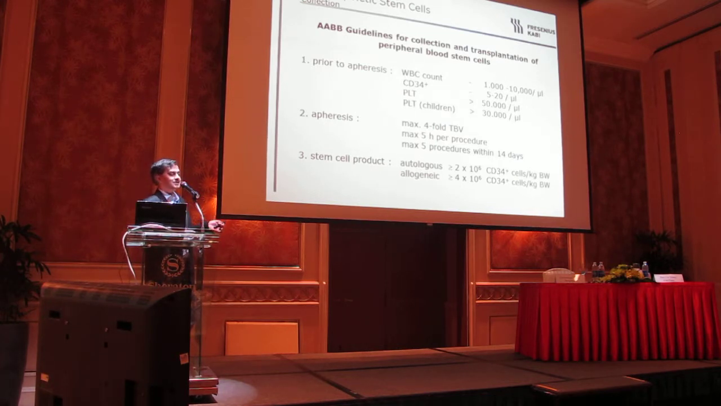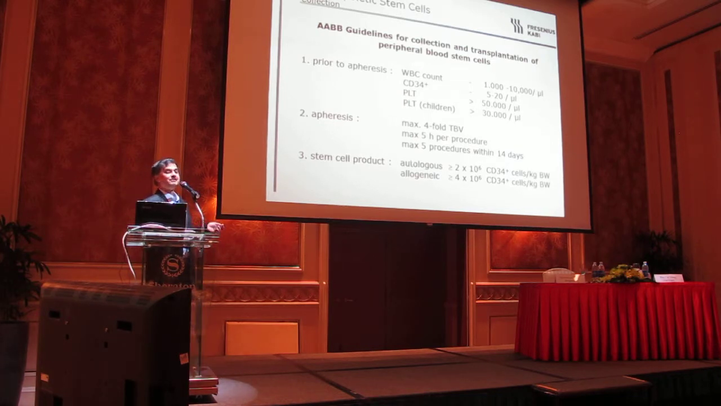When we do an apheresis procedure for stem cell collection, we go up to a maximum of 4 times the total blood volume. The average usually is 2 to 3 times. Maximum 3 hours per procedure and maximum 5 procedures within 14 days. This is what is recommended by ABB.